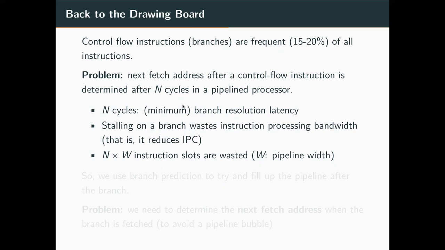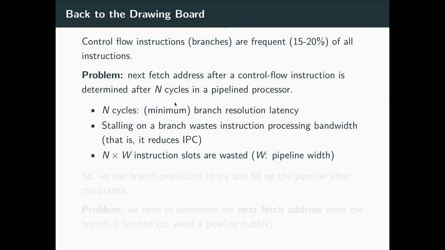So let's just say that our fetch address is determined n cycles into our pipelined processor. If we have a branch instruction, we don't know whether we're going to be fetching the next instruction or wherever it's branched to for n cycles. With our MIPS example, I think it's 3, right? Because it's the third cycle, on the ALU stage. Now, that's going to be our minimum resolution latency.